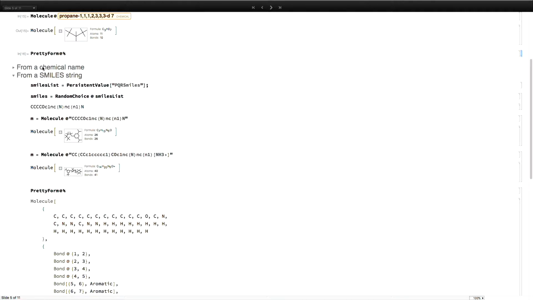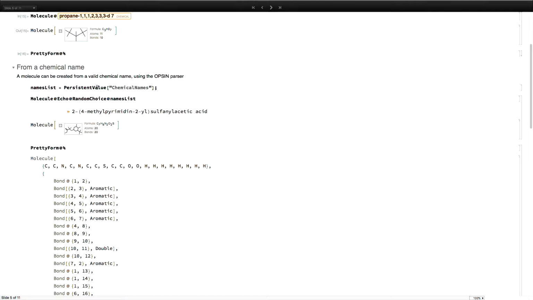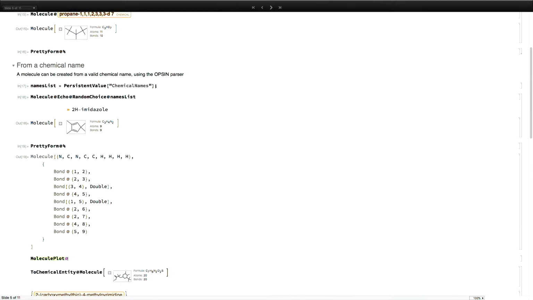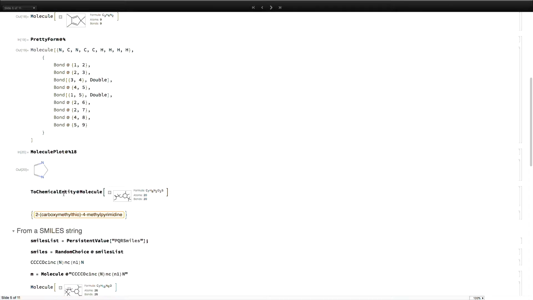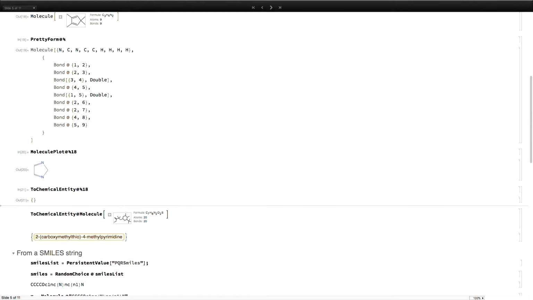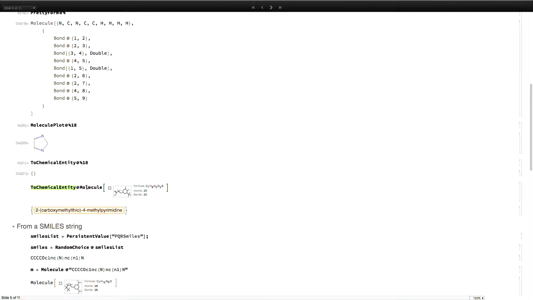Okay, so you could create a molecule from an entity. You could create a molecule from any name, right? So we can store a list of names in a persistent object, load it in, and then just find any random chemical name from that list and create a molecule from it. Here we go. We just created 2H-imidazole. We can look at the input form of it. We can look at the molecule plot of it. And then we can search the knowledge base to see if we have such an entity. Chemical entity. 17. So we don't, apparently. We might have the hydrogen at a different position. But the last time I used random, I got one and found one.